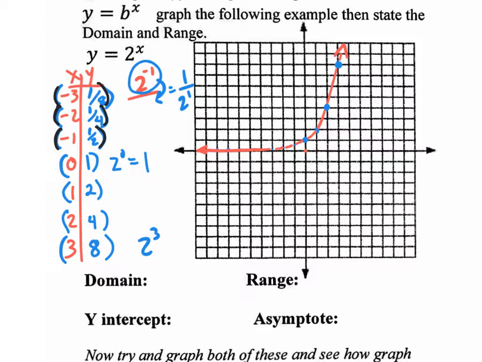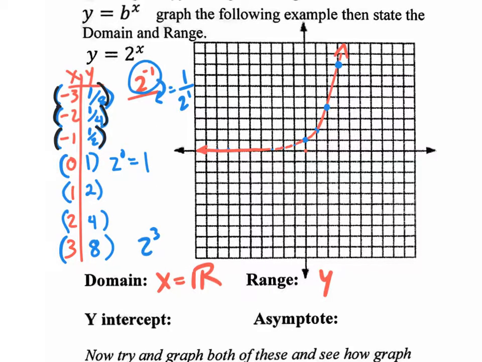So when I'm talking about domain, I'm talking about all the x values of this graph. So we would say x equals, it goes to the left forever, it goes to the right forever, so we say x equals all real numbers. And that's a symbol for all real numbers. Are you guys following along? Yeah. Okay, now the range are your y values.